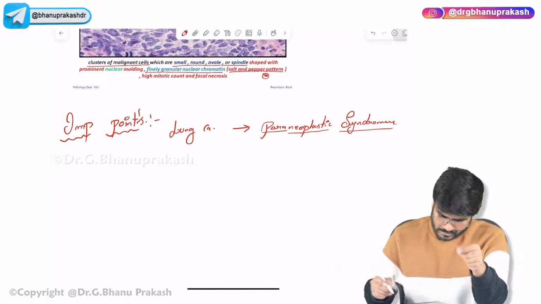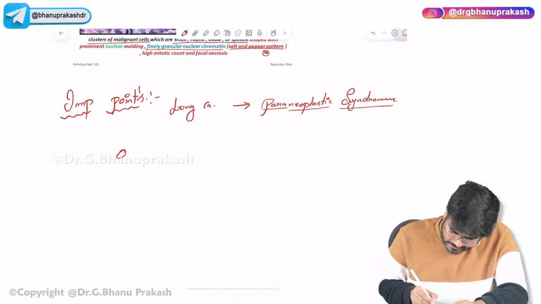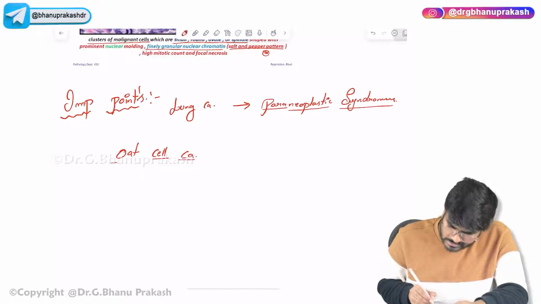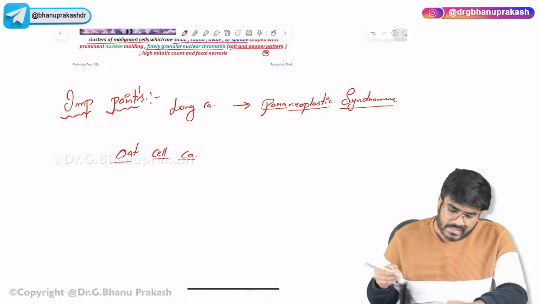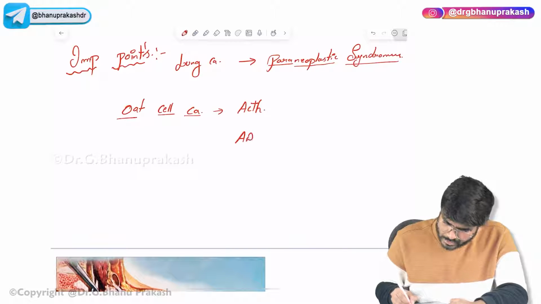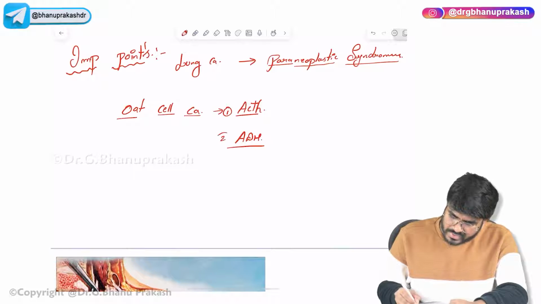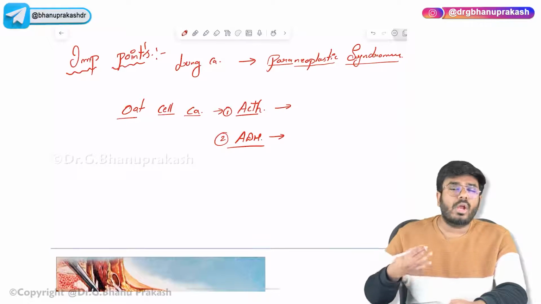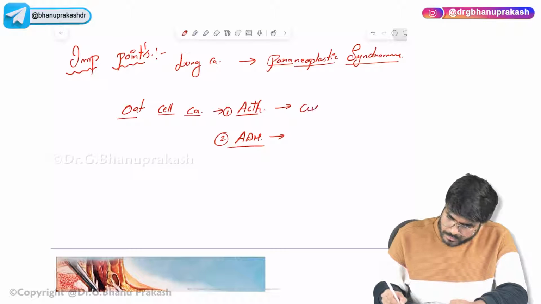So I want you to know which different types of cancers are going to cause paraneoplastic symptoms, that I will discuss now. Look, the first cancer that I am going to discuss here is oat cell cancer. Oat cell carcinoma is nothing but the small cell carcinoma. It is associated with the production of ACTH and also antidiuretic hormone. So these two hormones are getting produced. Because of the production of ACTH, more and more cortisol will be released. That cortisol is going to cause Cushing syndrome.